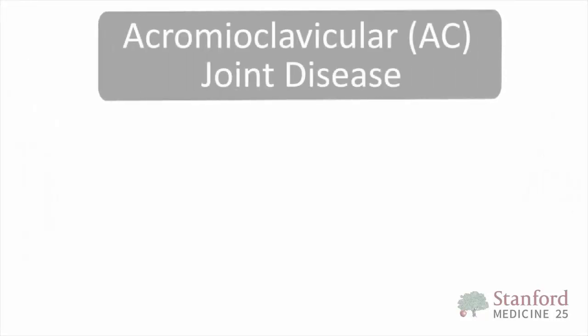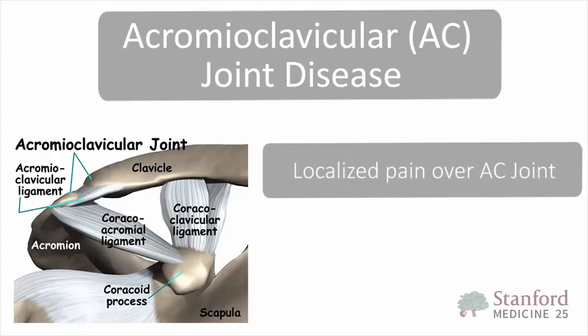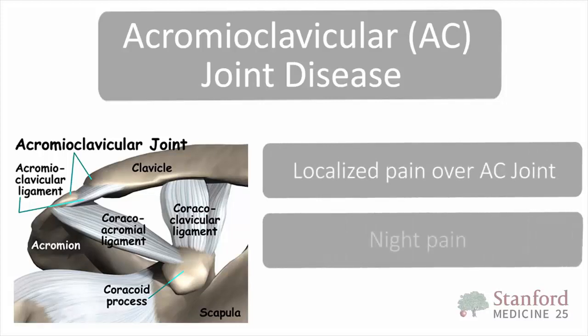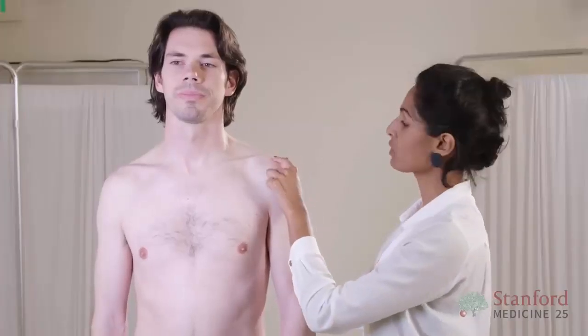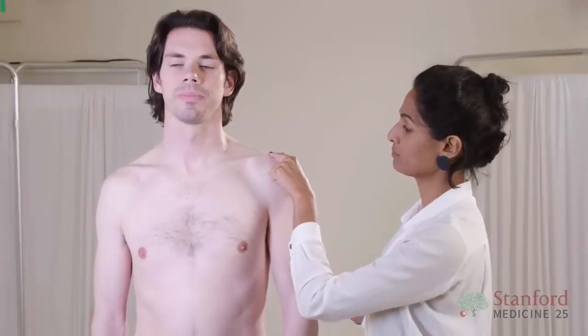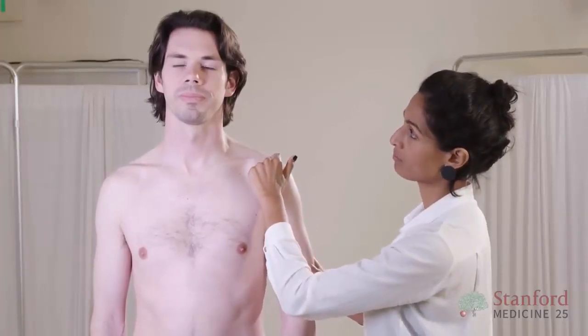Acromioclavicular pathology is probably the easiest diagnosis to make when examining the shoulder joint. There's often localized pain over the AC joint, and the patient will point directly to this. The patient can complain of night pain when they roll over to the affected shoulder because this loads the ACJ. Locate the AC joint and feel for a step-off deformity. Also assess for any crepitus or pain.